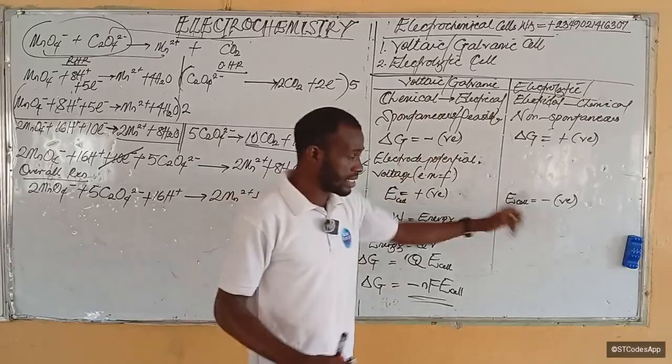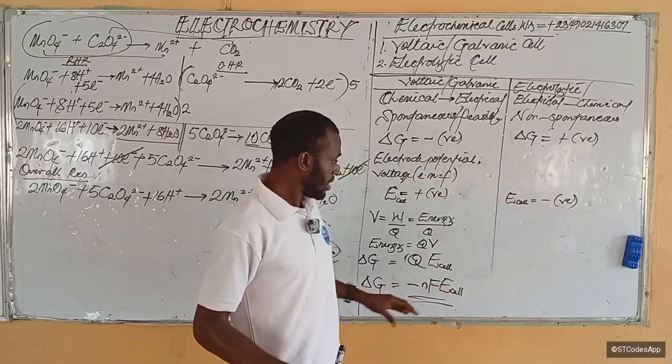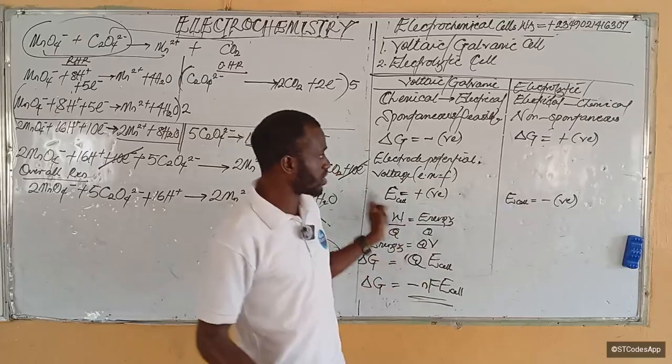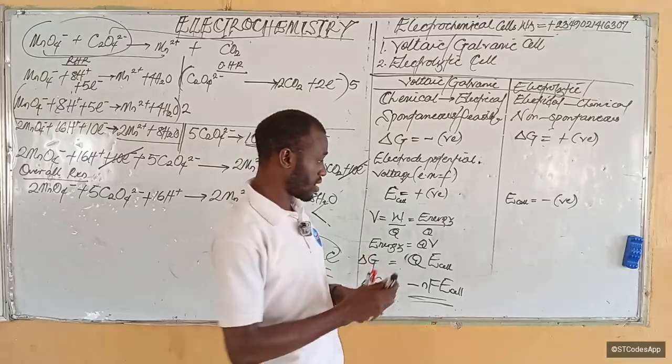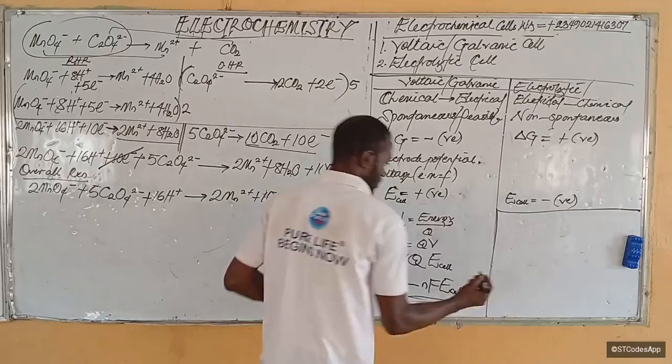Now the next case is here. If E cell is negative, then negative times negative is positive, so the Gibbs free energy is positive for a non-spontaneous reaction. You see, they are both saying the same thing now.